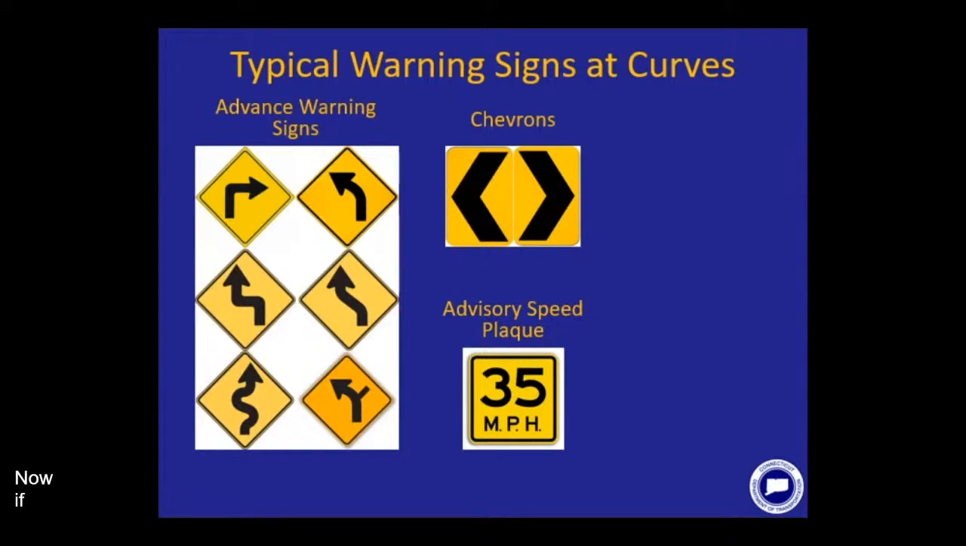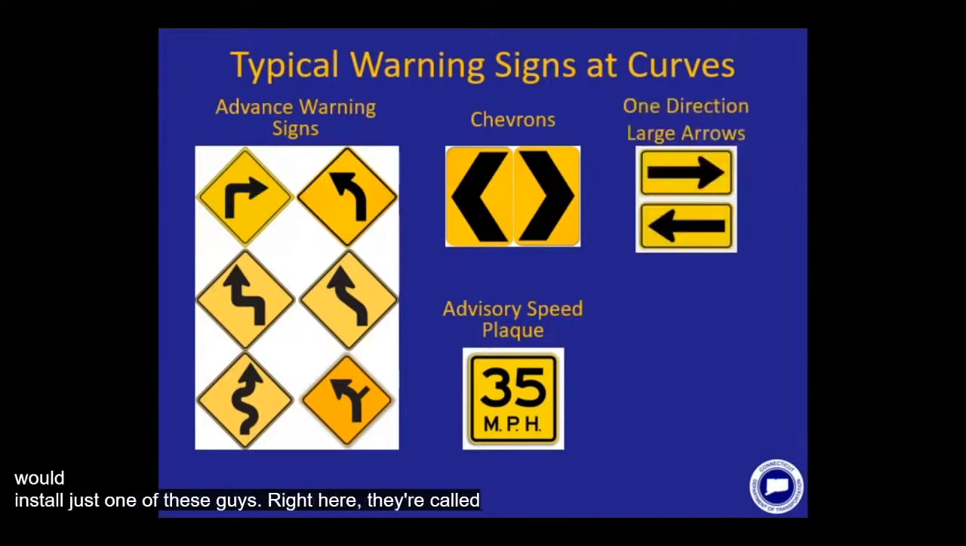Now, if the curve isn't very long, or if there are complications with installing a series of chevrons along a given curve location, but chevrons are warranted, then we would install just one of these guys right here. They're called one direction large arrows, and we would just install one of these arrows along each direction of travel towards the curve. We also just like to call these signs ODLAs for short. Chevrons and ODLAs both make the curve more apparent to approaching vehicles.